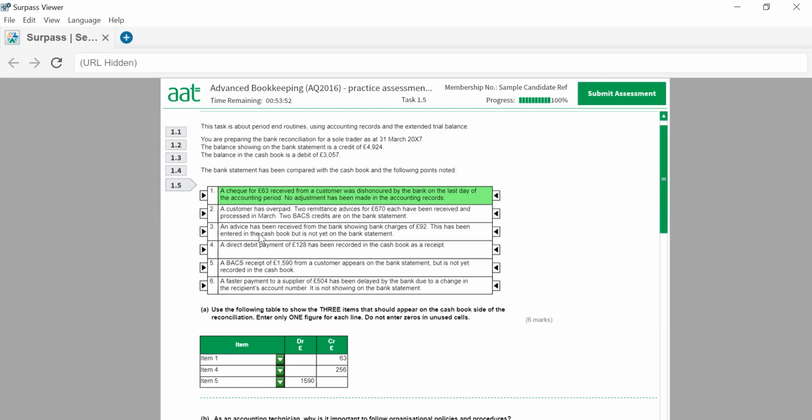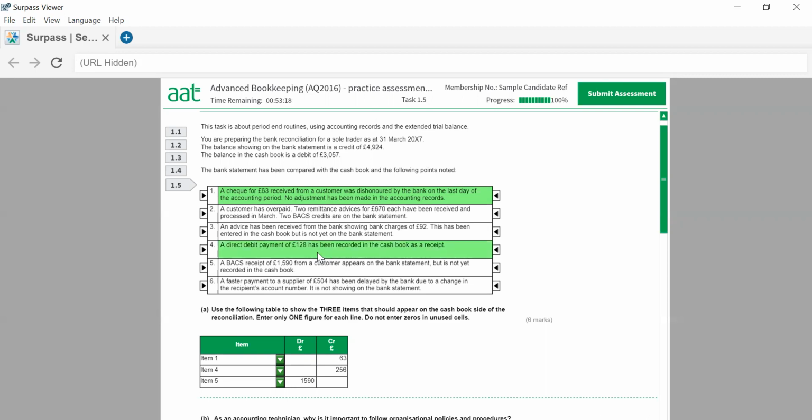Number 3, similar. The advice has been received from the bank showing bank charges of £92. This has been entered into the cash book, so it's fine as far as we're concerned. It's been entered in the cash book, but not yet on the bank statement, so again not relevant for the adjustments we're making. Number 4, a direct debit of £128 has been recorded in the cash book as a receipt. A payment recorded as a receipt, so this one is relevant.